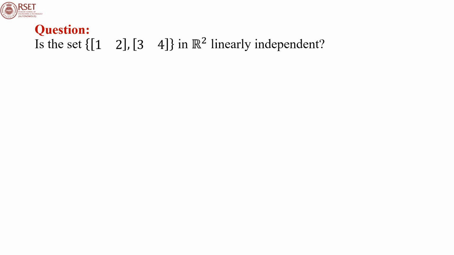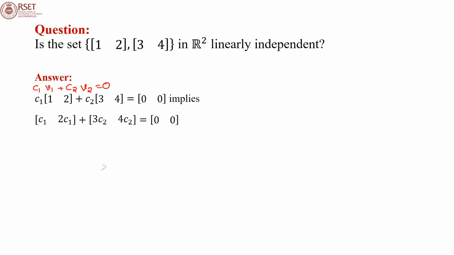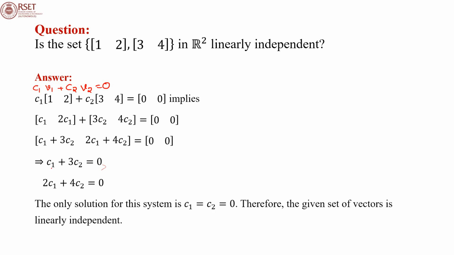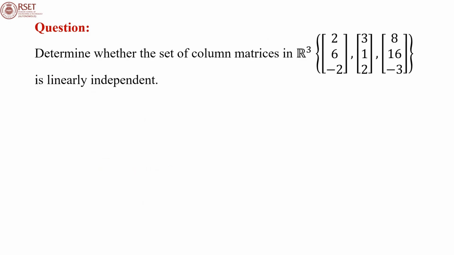Is the set (1, 2), (3, 4) in R2 linearly independent? So we will consider the equation C1 V1 plus C2 V2 is equal to 0. This implies that C1 plus 3C2, 2C1 plus 4C2 equal to 0, 0. On solving it, we can easily see that this system has a single solution, which is C1 equal to 0 and C2 equal to 0. So the given set of vectors is linearly independent.